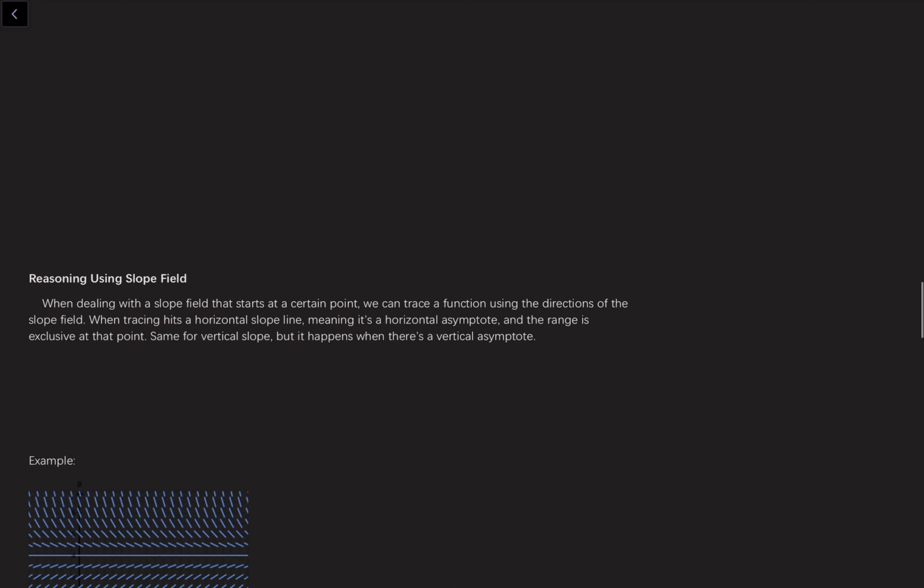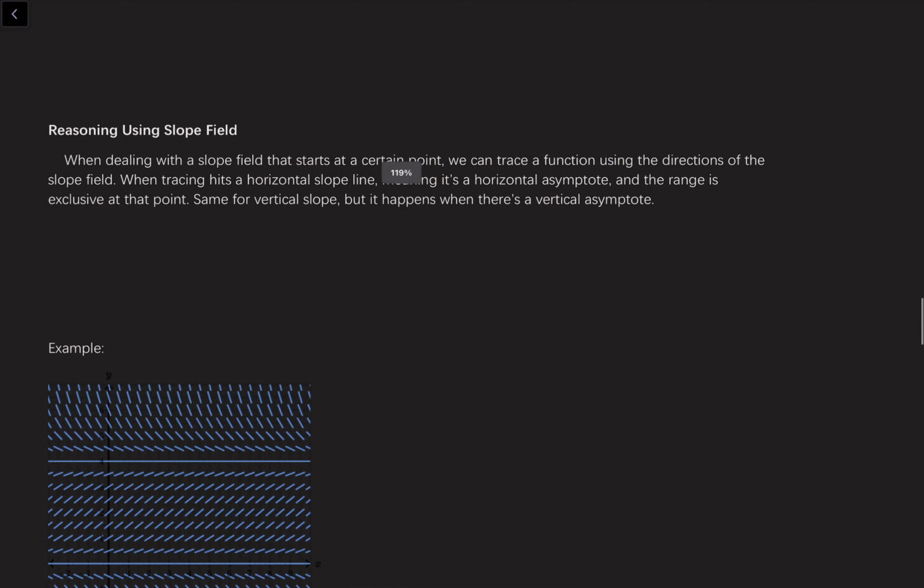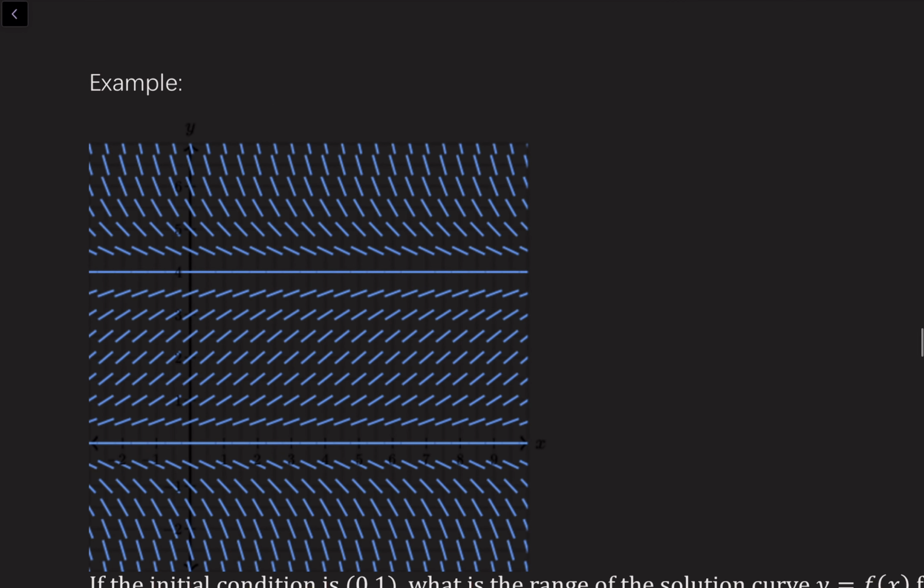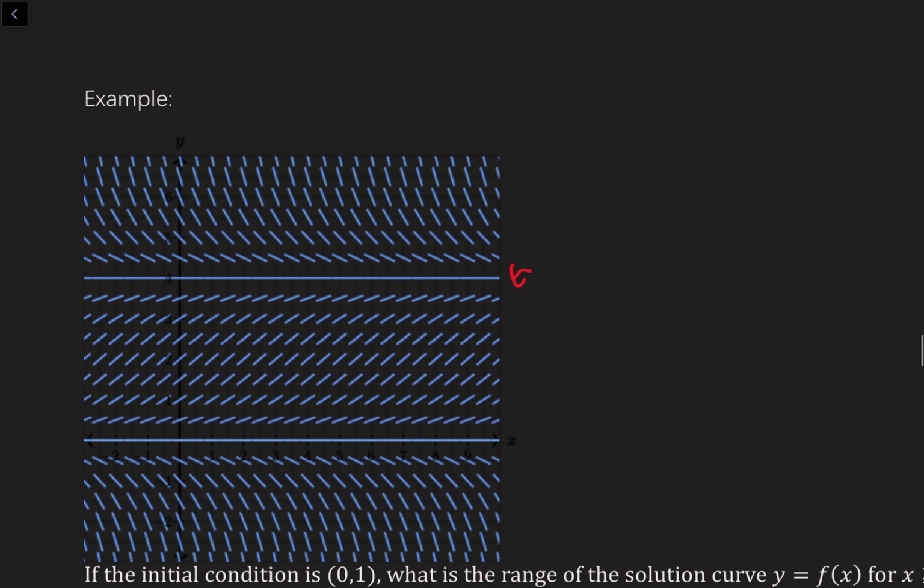And now let's move on to reasoning using slope fields. When we have a slope field that starts at a certain point, we can trace a function that follows the direction of the slope field. And when you see a horizontal line here, it means that there's a horizontal asymptote, and the function can never reach there. Same thing for a vertical slope field. If it's purely vertical, then there's a vertical asymptote.